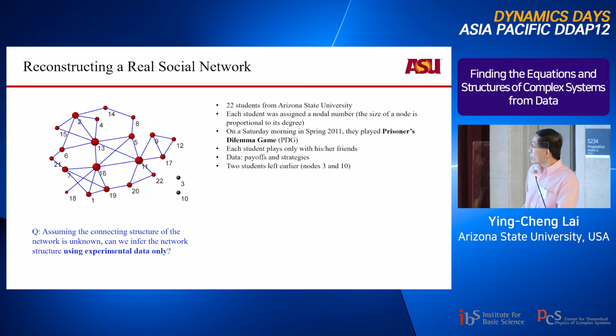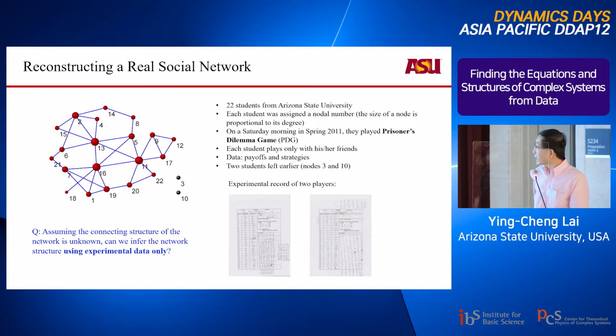And so the data we're going to record is basically the payoffs and the strategies when they play with each other. And we're talking about some kind of evolutionary game. And as you noticed, 2 students actually did not finish the experiment, node number 3 and 10. So we asked them to play this game, and we distributed a table like this, which records the strategies each student used and the payoffs they get. Those are the sample experimental records of 2 players.